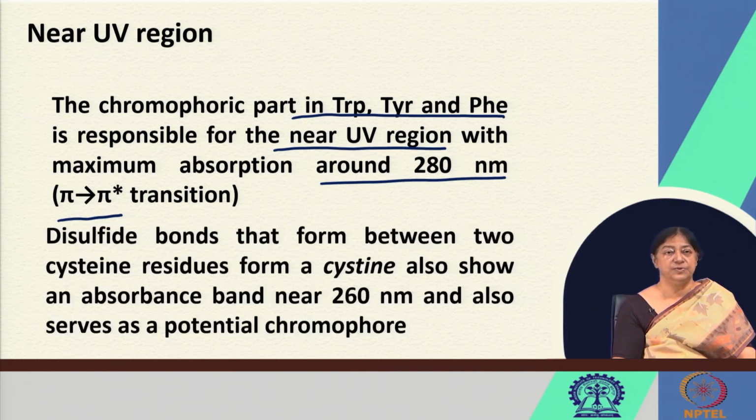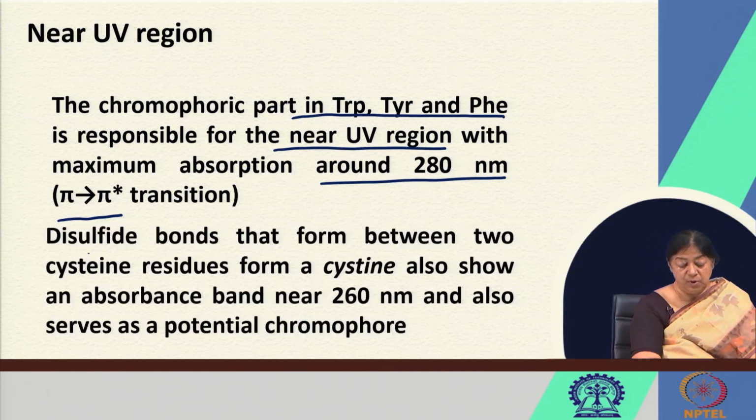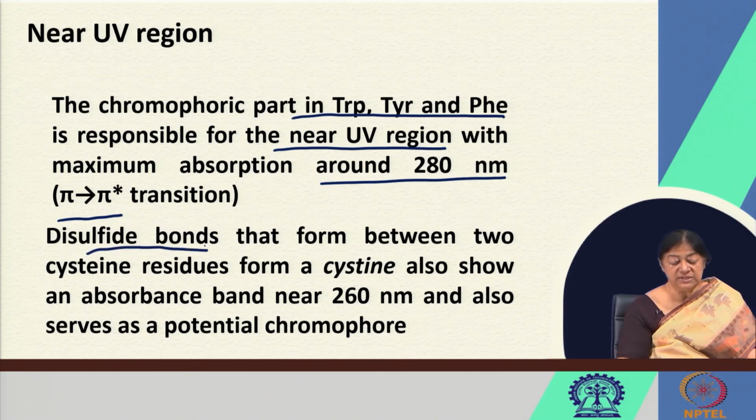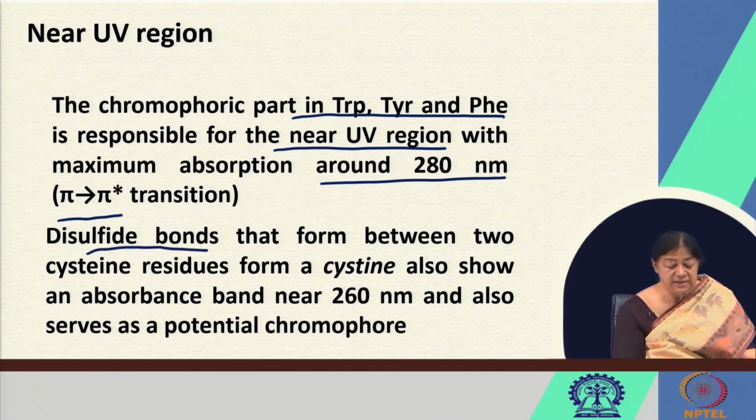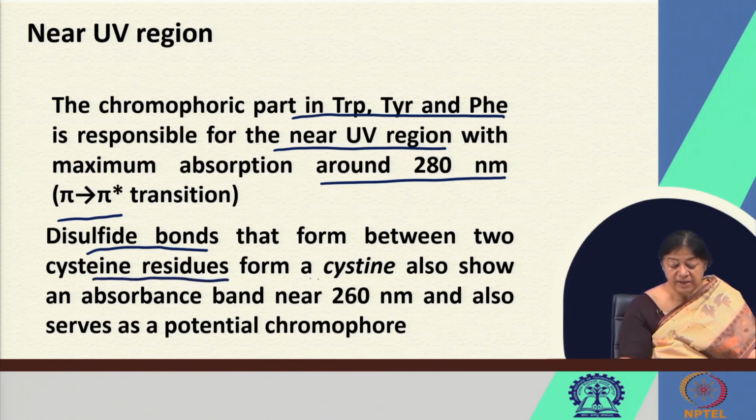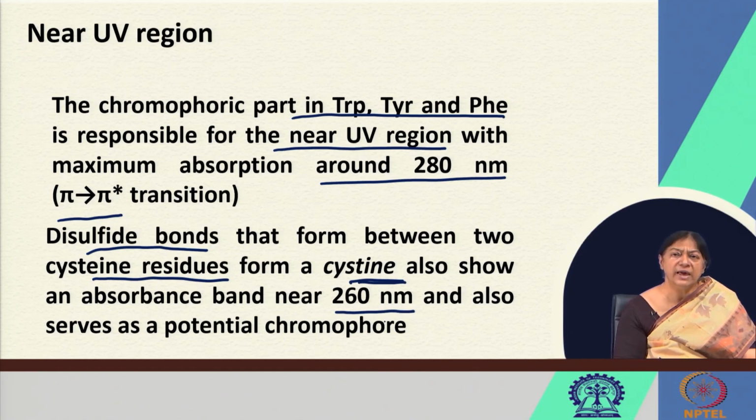The disulfide bonds that we know of, what are these disulfide bonds? We will learn in a later class, but we know that the cysteine residues can form what is called cystine, which I will show you in a moment, and they have an absorption around 260 nanometer. They can also serve as a potential chromophore, because again 260 nanometers also falls in the region of our near UV, as we saw.